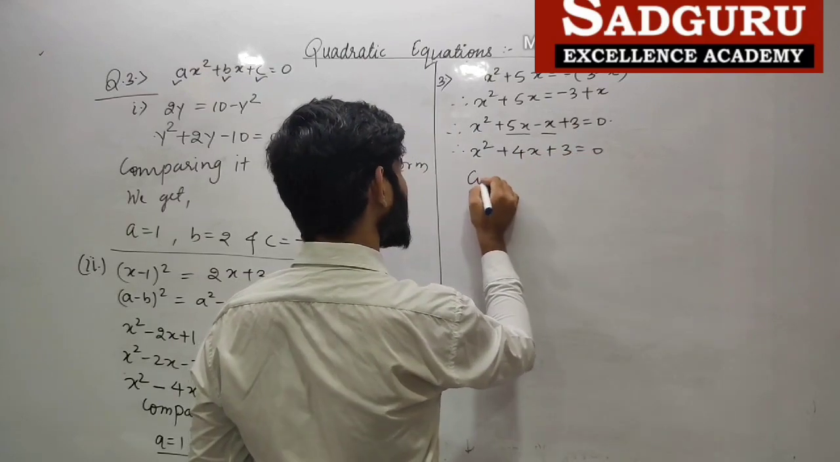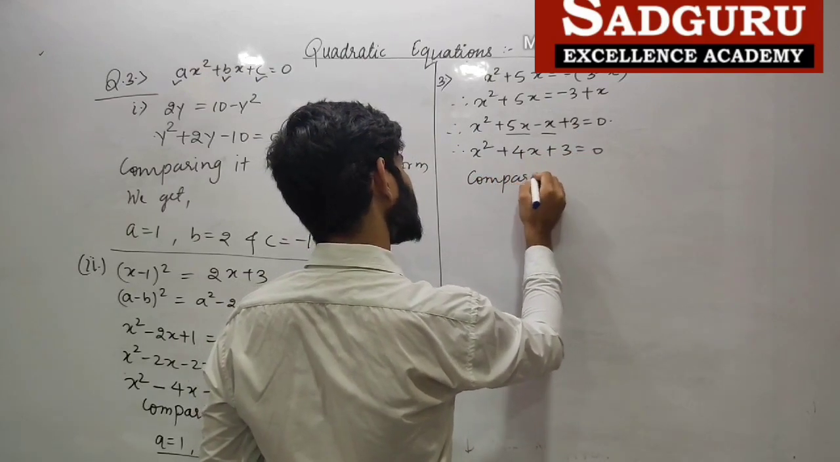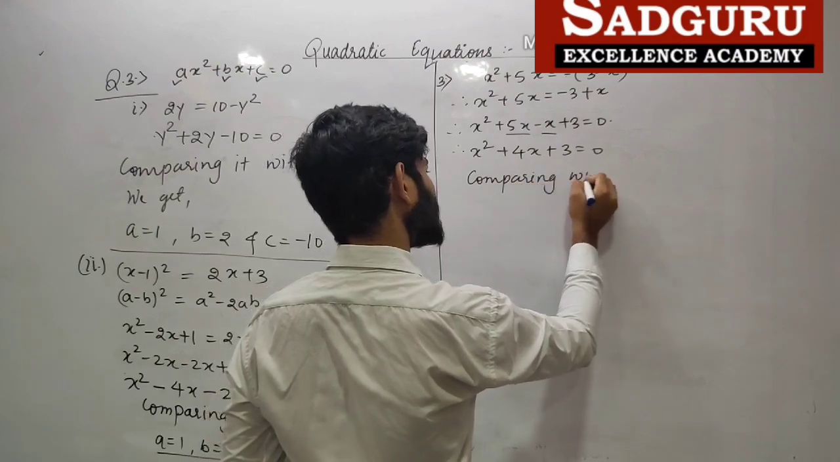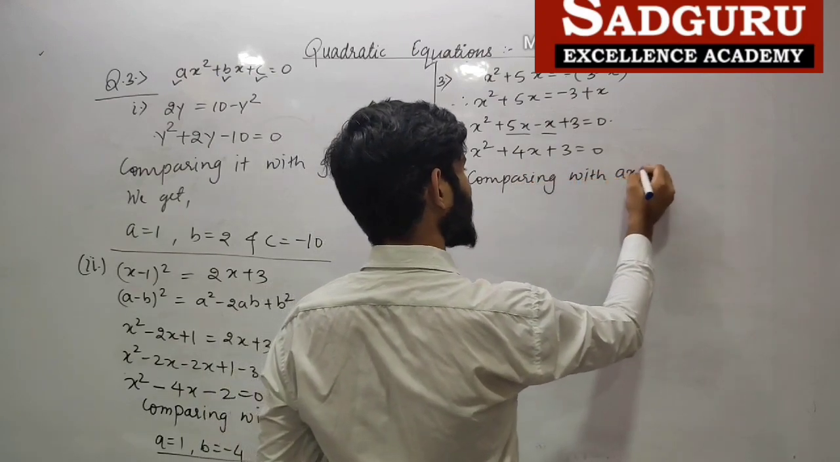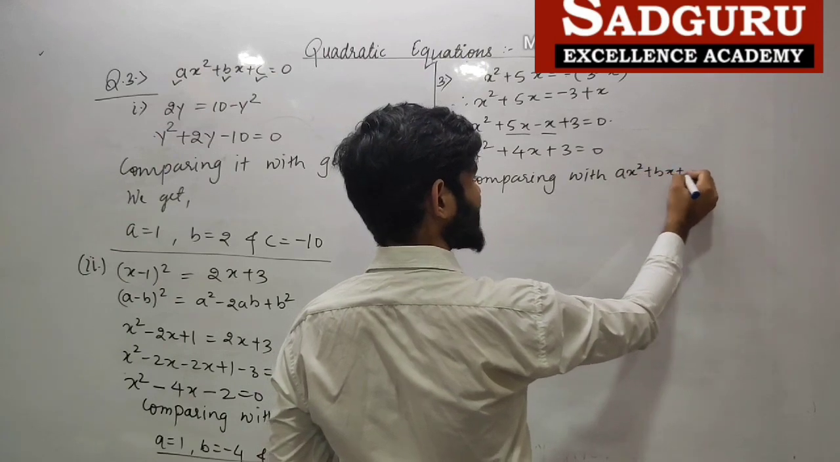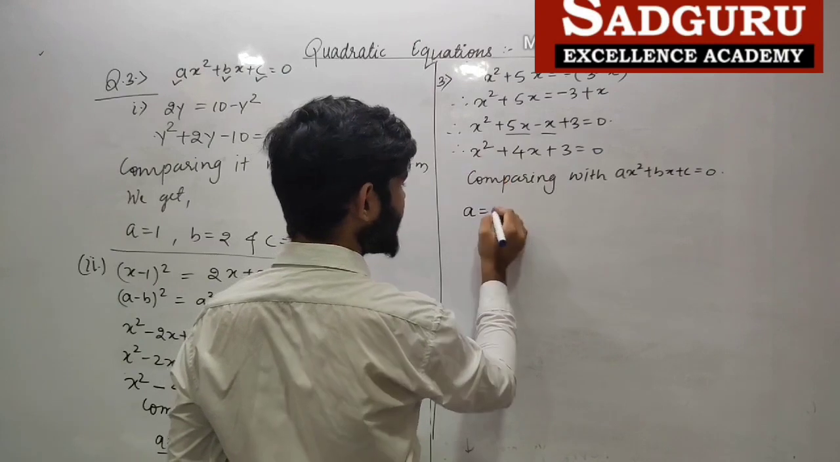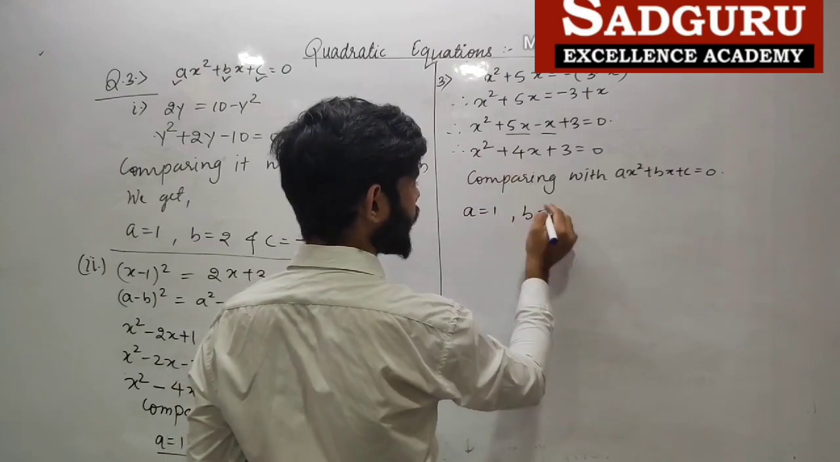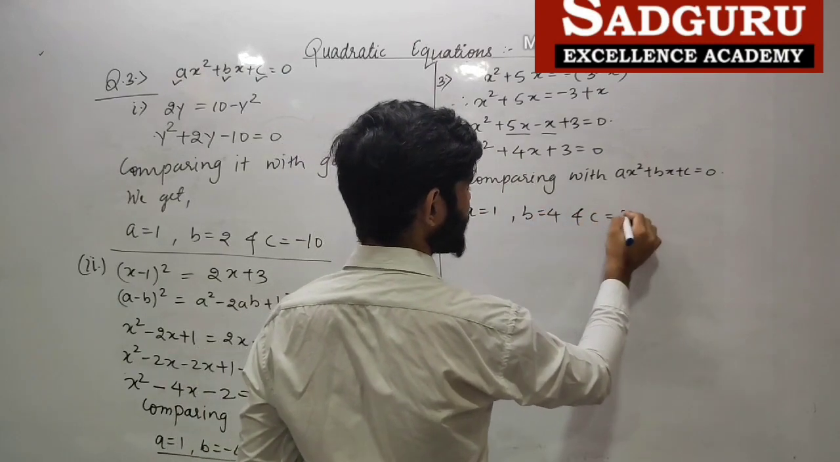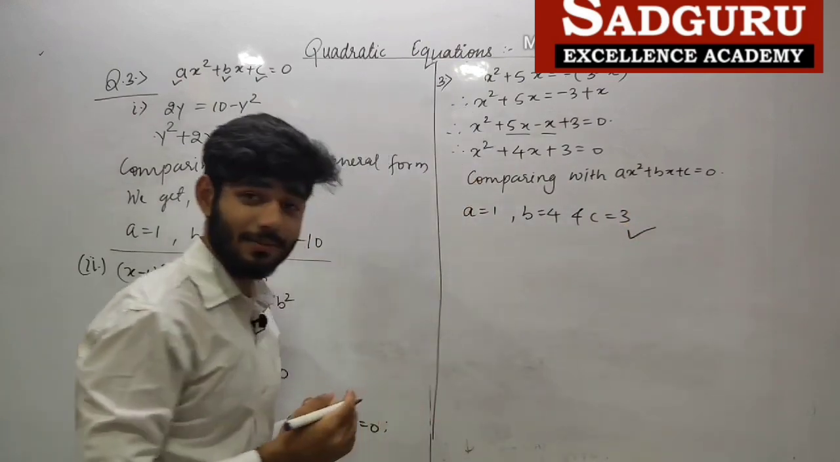Now again comparing with ax square plus bx plus c equals 0, we get a equals 1, b equals 4, and c equals 3. And here is the answer.